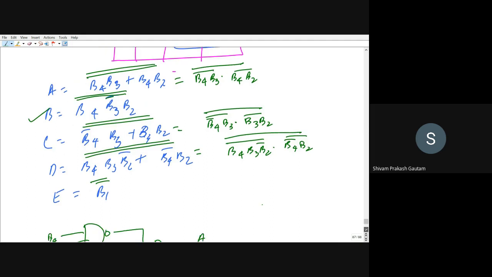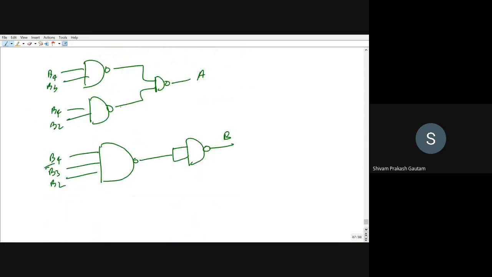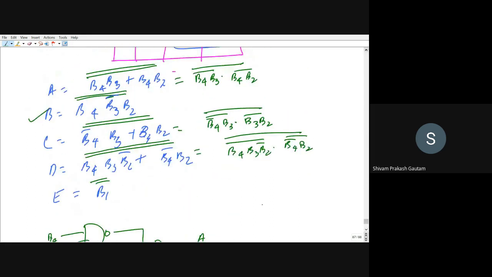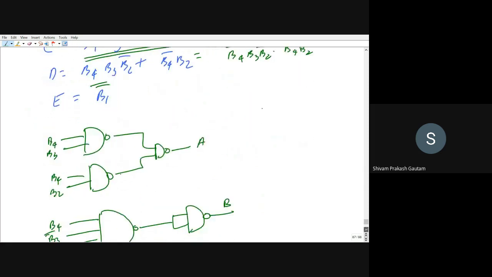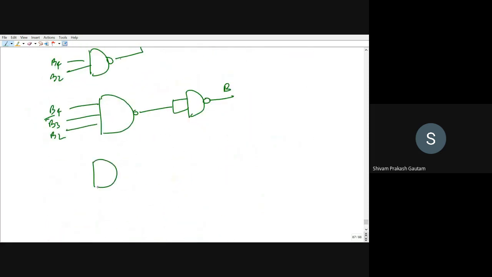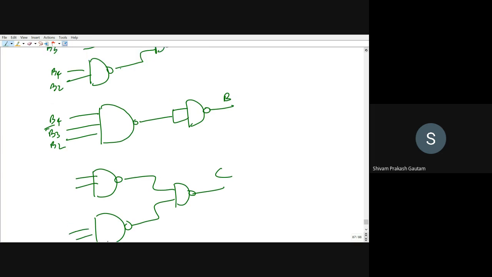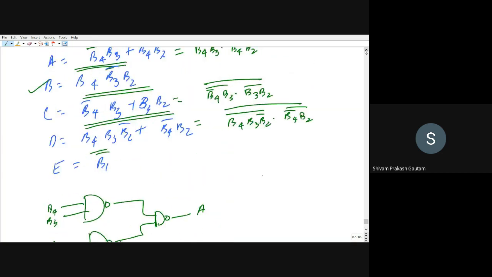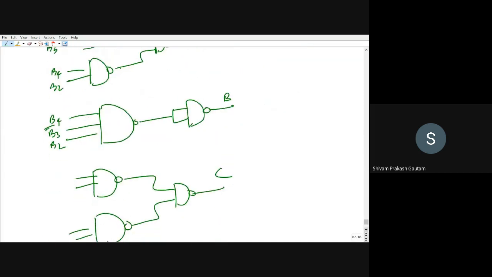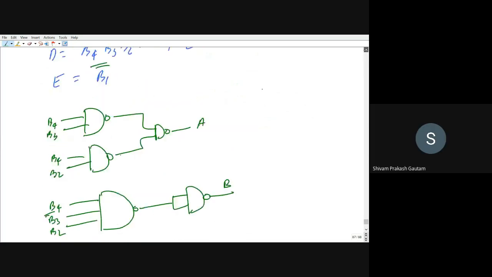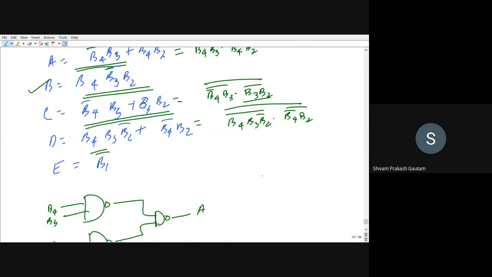Now for C, how many terms are there? 2 terms are there. So 2 NAND gates will be required. This is first NAND gate. This is second NAND gate. Output will be flowing through the other NAND gate. This will be C. What are the inputs? B4 bar B3. Are you getting this or not? Yes. Okay, B4 bar B3, and next term is B3 B2.